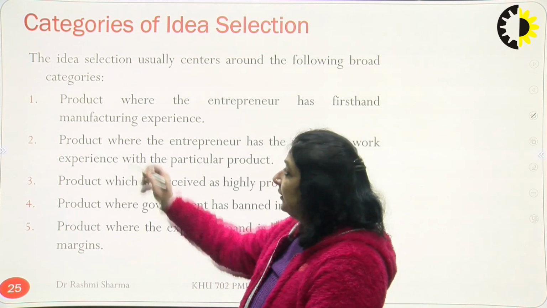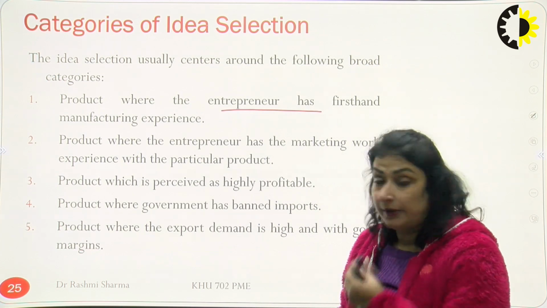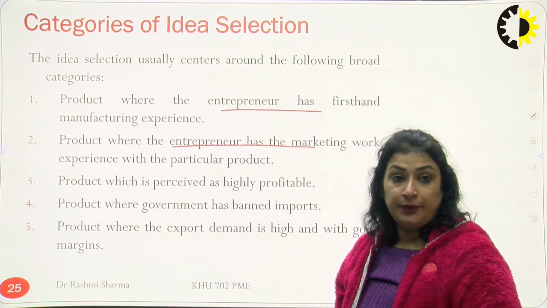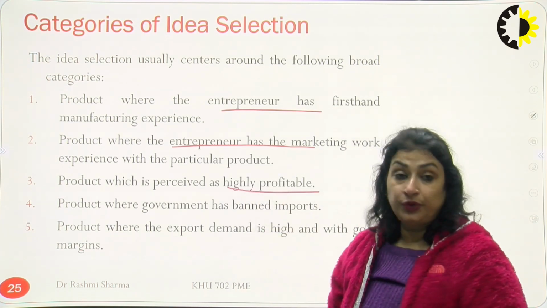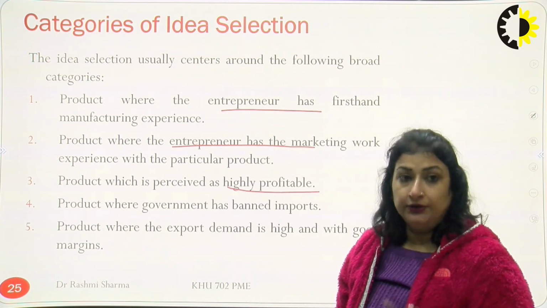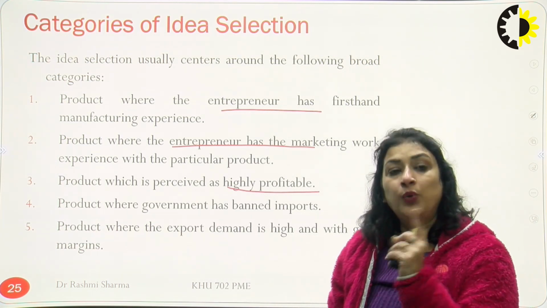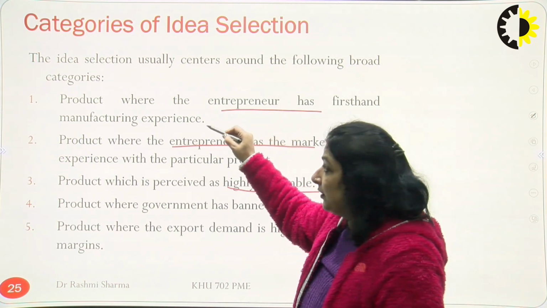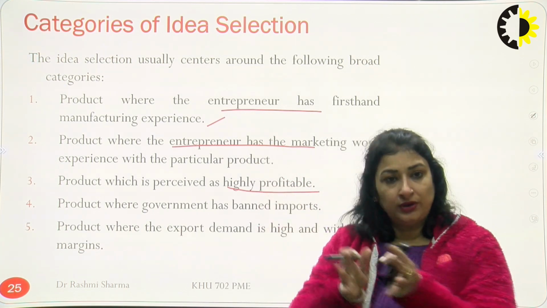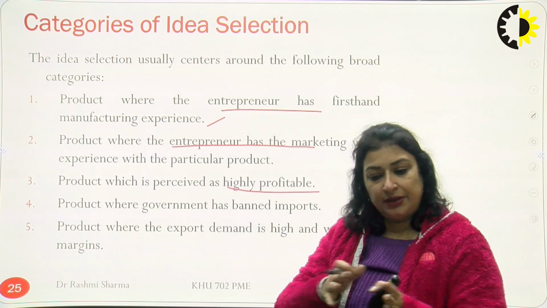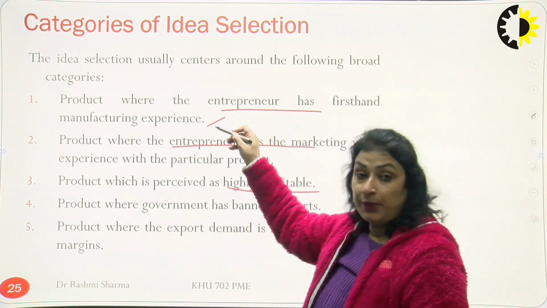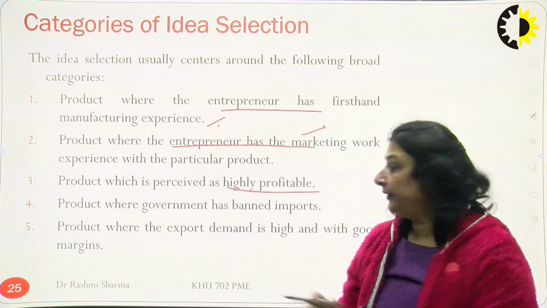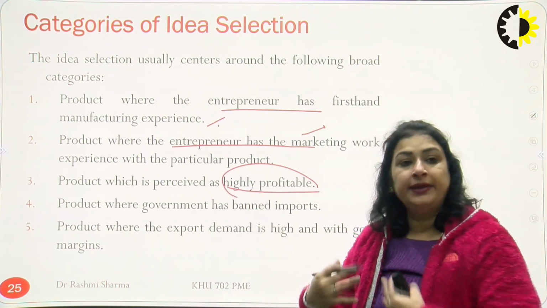For the selection method: a product where the entrepreneur has first-hand manufacturing experience, a product where the entrepreneur has marketing experience, and a highly profitable product. So first of all, we launch a new product in the same market where we already have those customers. First we have to see the manufacturing experience. Like from a packaged bottle, I went to a juice one, so I use the same assembly line. With the same manufacturing experience, I launch in the same market, first in UP only. Then I go to different places and see if it is profitable. Then I take that on.